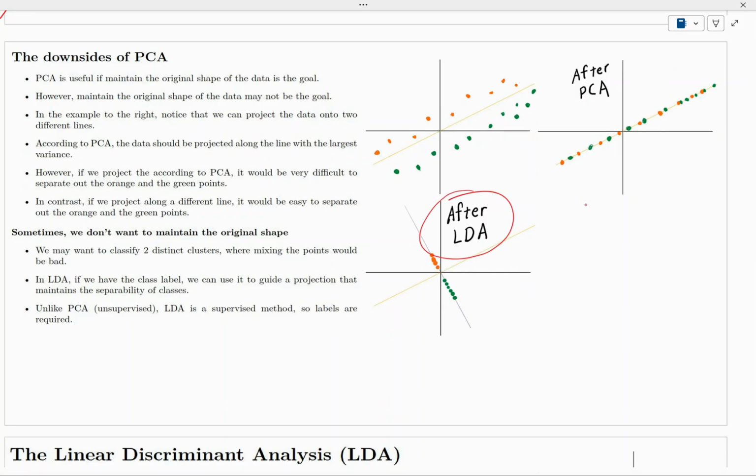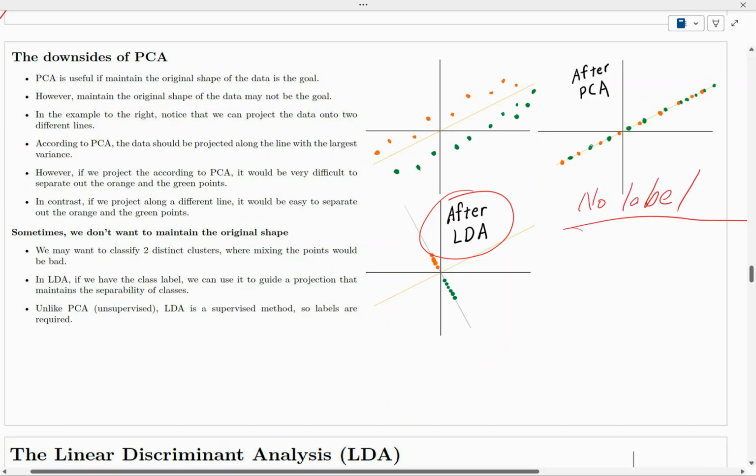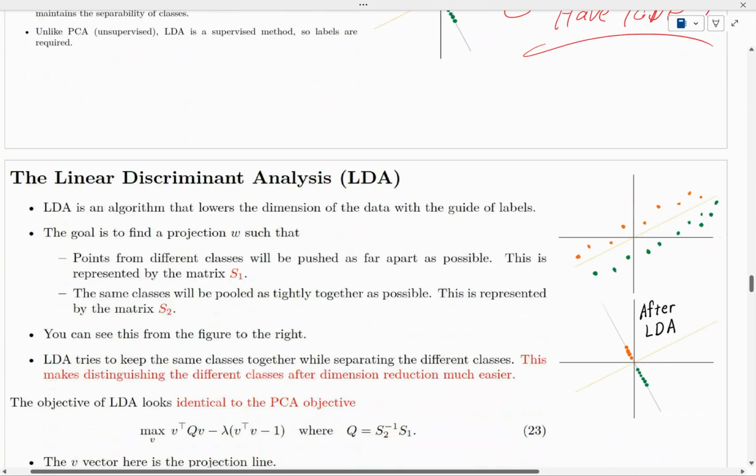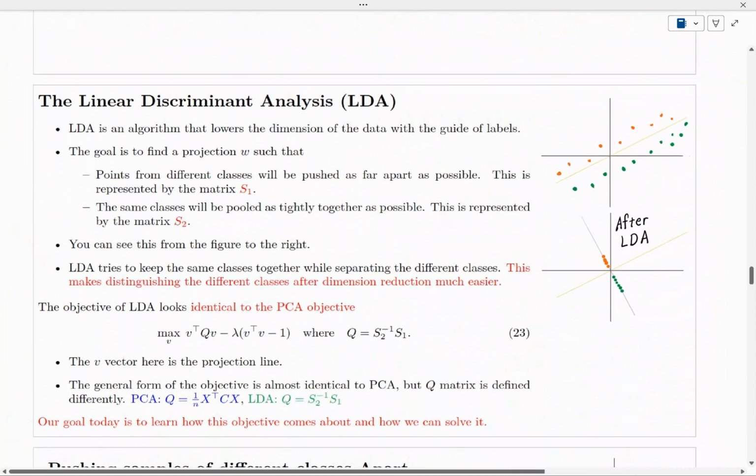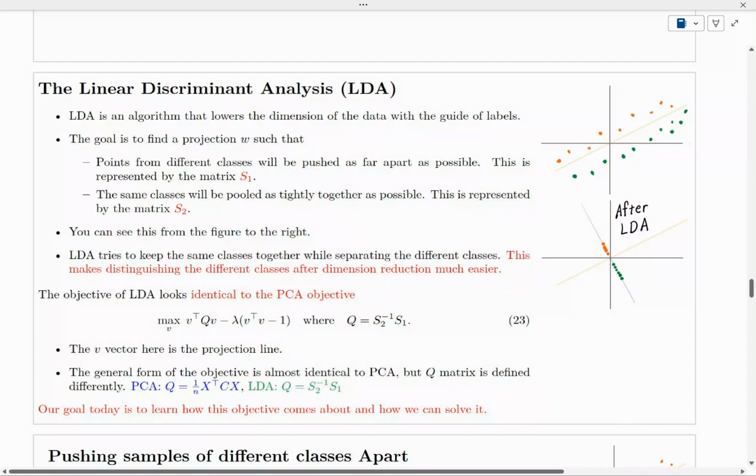So PCA doesn't use labels, right? It just reduces the dimension. With LDA, you have to have labels because you're using the labels to guide you to perform a projection. Okay, so that's the difference. All right, and LDA is the linear discriminant analysis. So LDA is an algorithm that lowers the dimension of data with the guide of labels. Okay, that's what I just said.